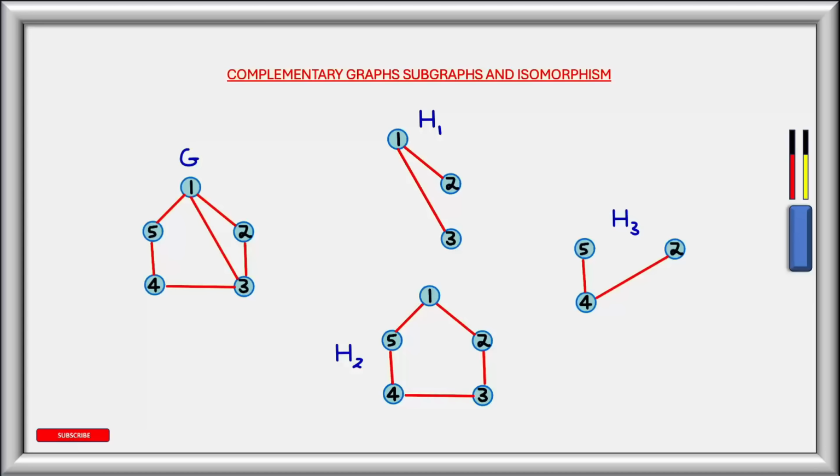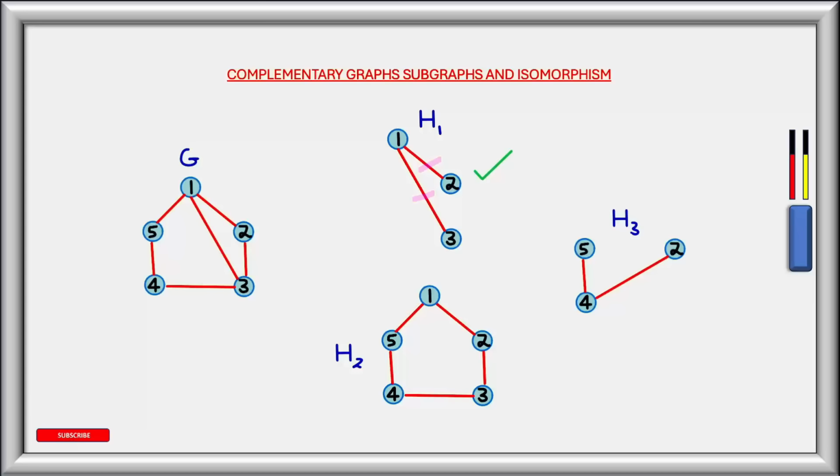So to be a subgraph of G, the vertex set must be a subset of the vertex set of graph G, and the edge set must be a subset of the edge set of graph G. So let's examine the graphs one by one. So if we look at graph H1, it has vertices 1, 2, and 3, and these vertices also exist in graph G. Also, it has an edge from 1 to 2 and 1 to 3, and these edges both exist in graph G. So this graph is a subgraph of graph G.